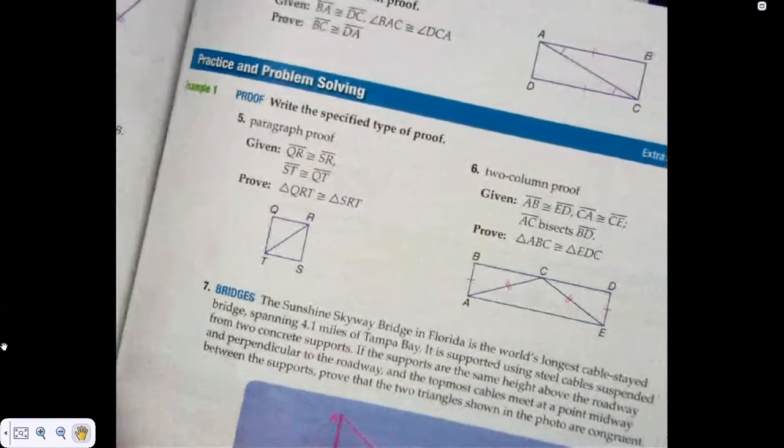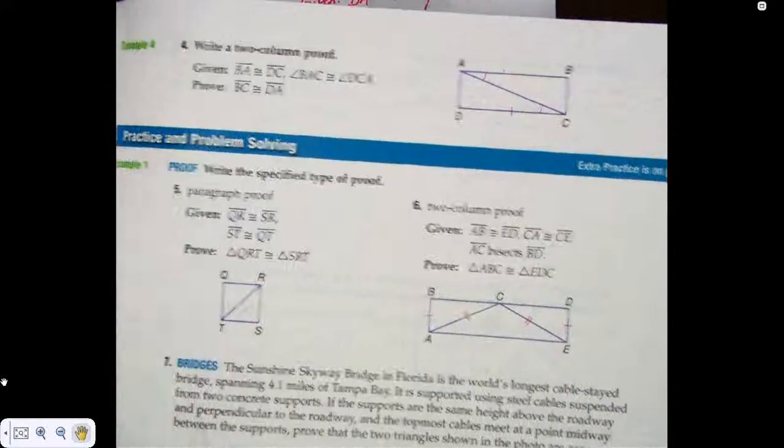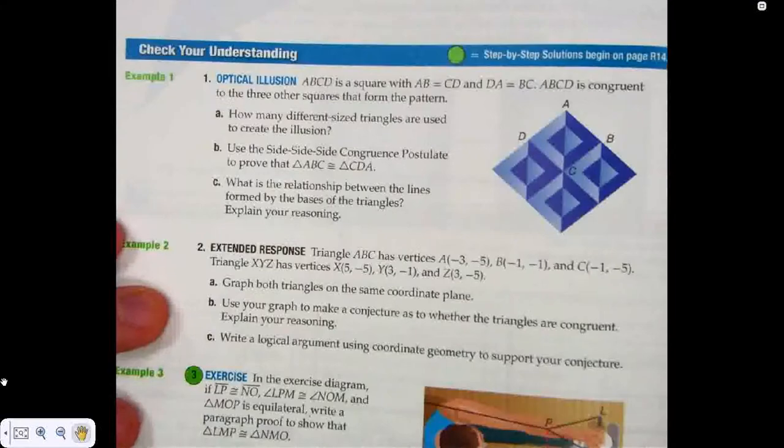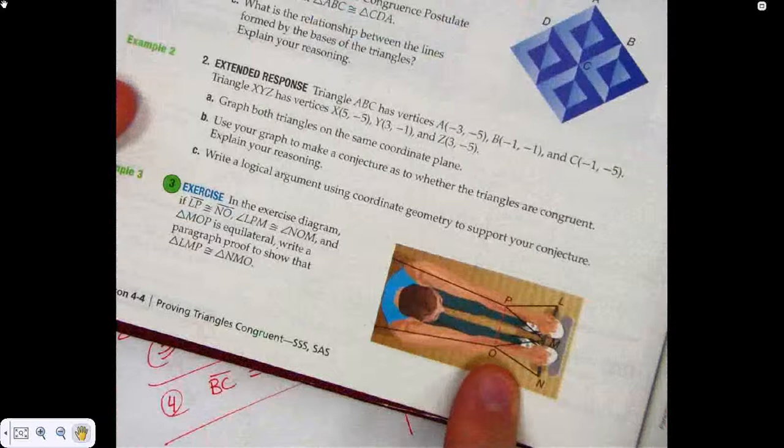First proof, 7's not a proof, is it? No. We don't even have 7 assigned. Did I assign 3? Yeah. Okay, look at 3.